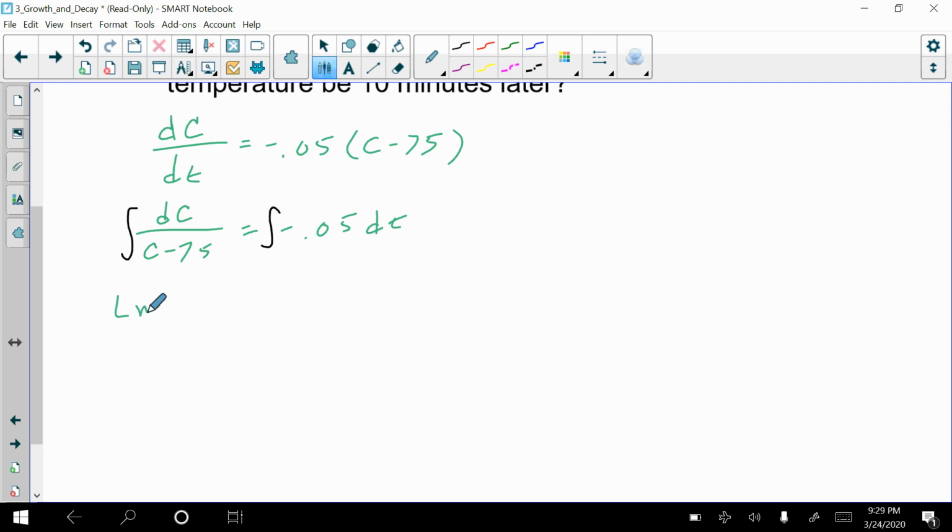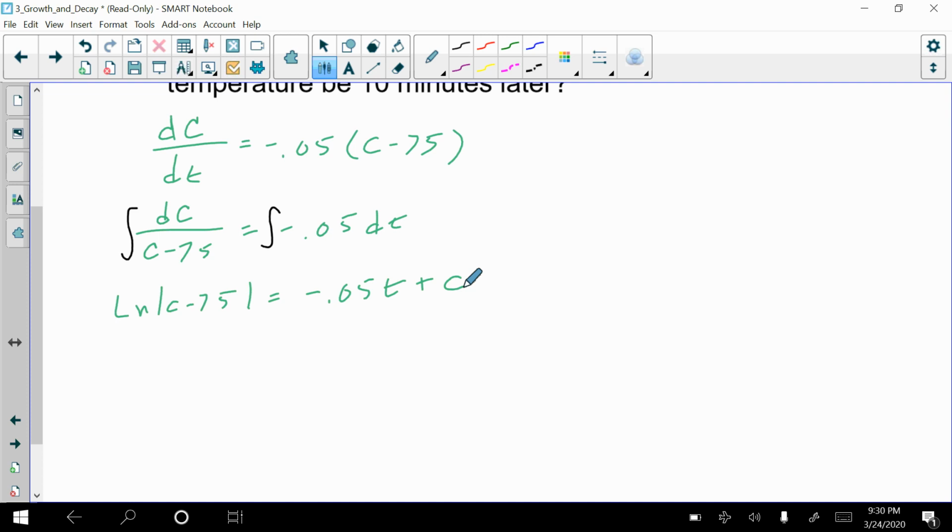The natural log of c minus 75. And when I take the integral of the right side, remember that negative 0.05, that's a constant. You could pull it out of the integral. We're not actually taking the antiderivative of the 0.05 number. We're only taking the antiderivative of the dt. So I'm going to get negative 0.05 times the antiderivative of dt, which will give me 1t and a constant for our indefinite integral.